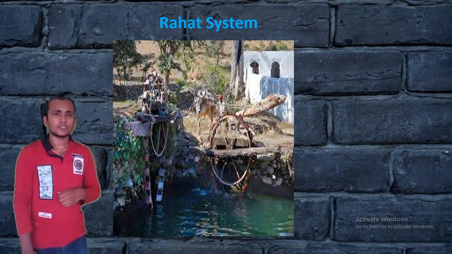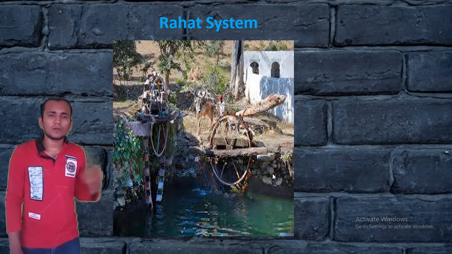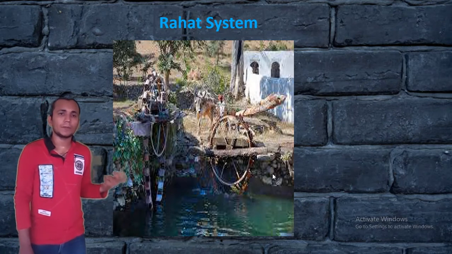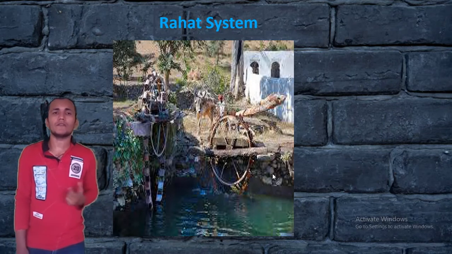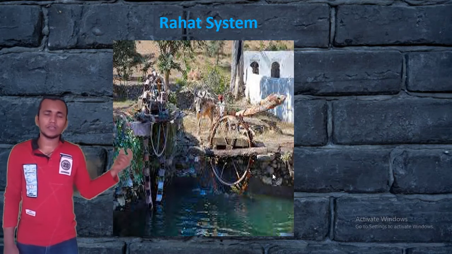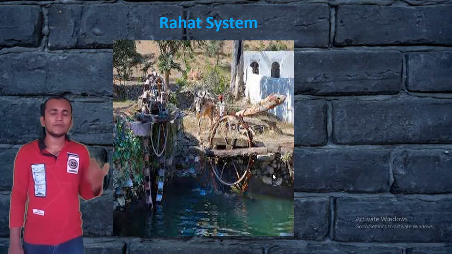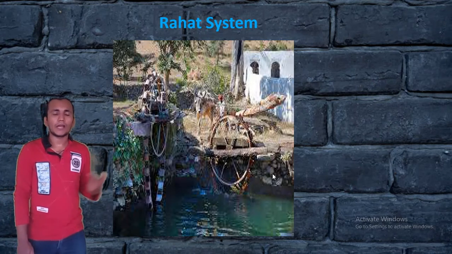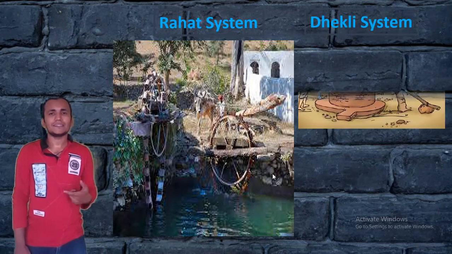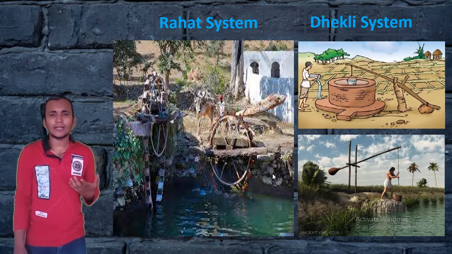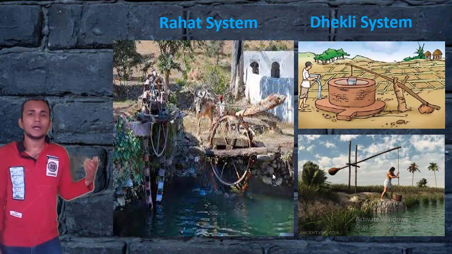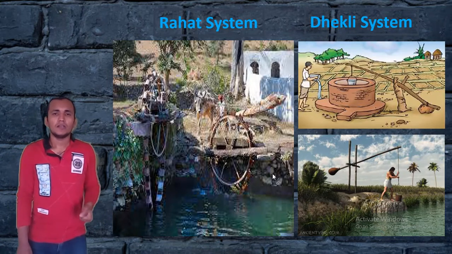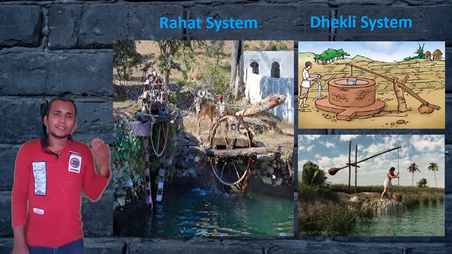Here in the Rahat system, we do not have a water pump. The cost of a water pump is high, so we can use animals to supply water to our plant or crop. Then the Dalki system, that is a picture of the Dalki system. With it we can supply water manually. So those are the different techniques of the traditional old system.